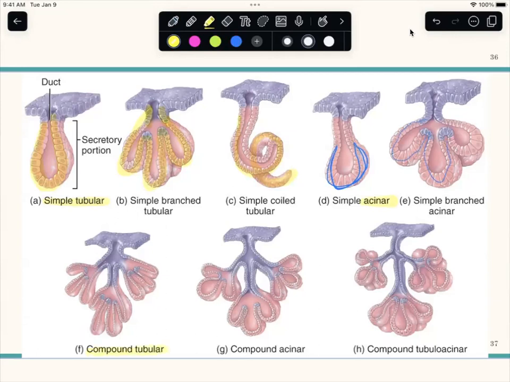We have compound tubular. Compound, so there's a branch over here, there's a branch here, there's a branch here. Compound, there's more than one branch to it that's going to branch out from there even. It's tubular because they're tubes. They're just long tubes. We have compound acinar. So there's a branch, there's a branch, there's a branch, and then those branch into those semicircular kind of bottoms. And then we have compound tubuloacinar.